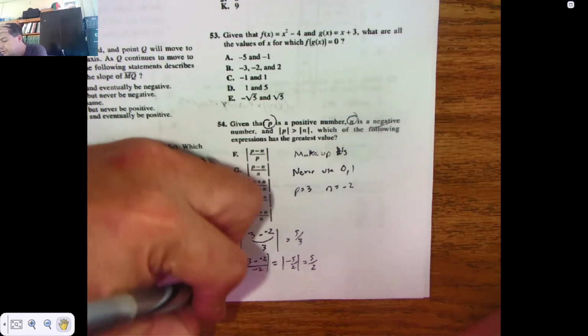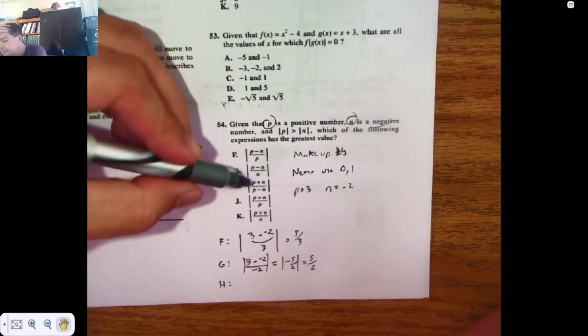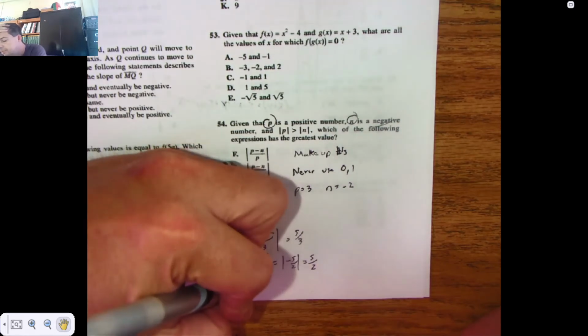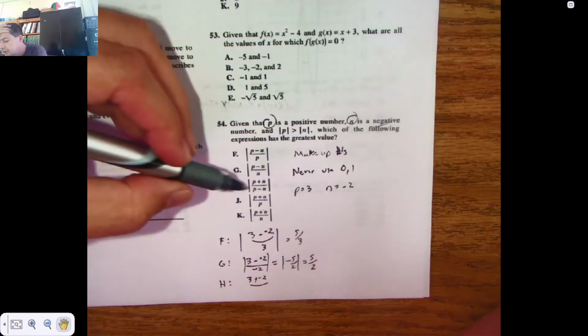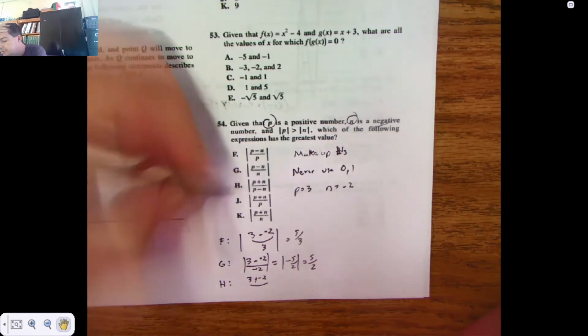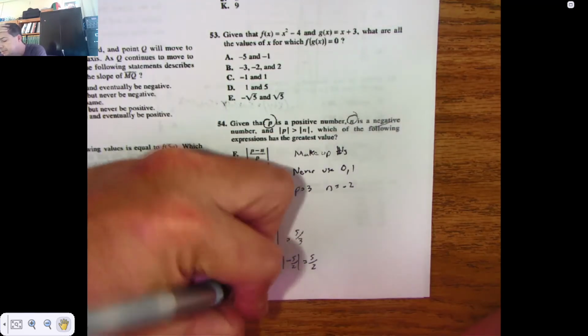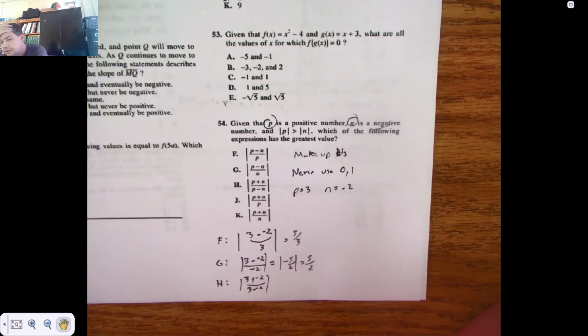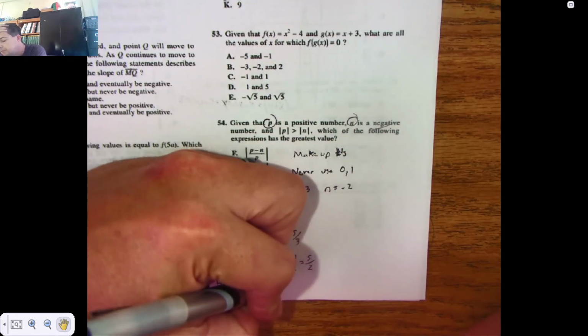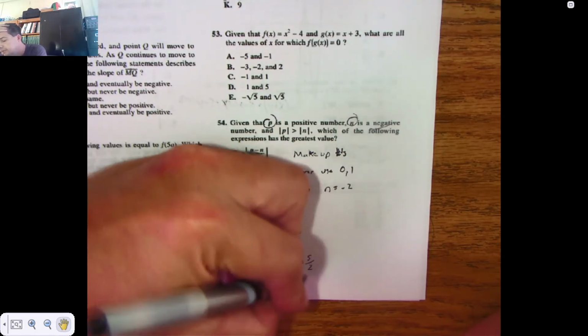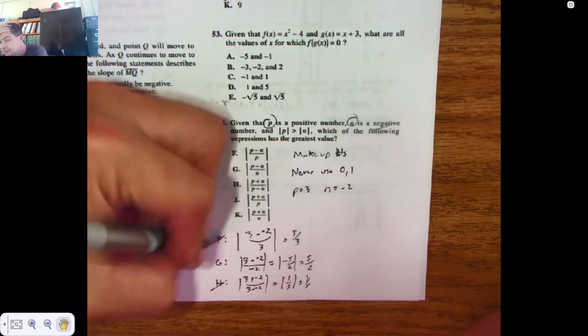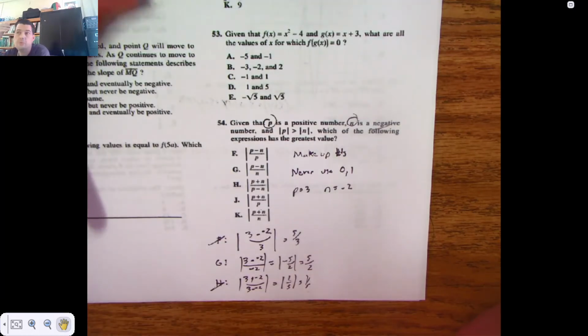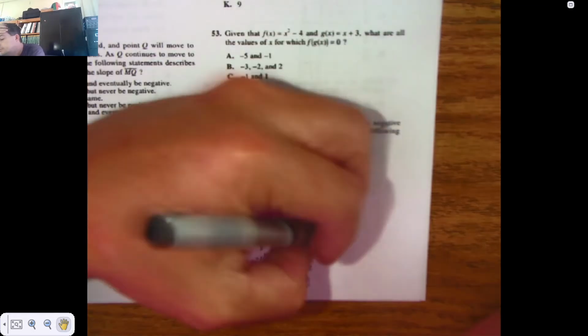If I go with H, what am I looking at? P plus N. Well, this would be 3 plus a -2 over P minus N, which is 3 minus a -2. Again, we still have absolute value. That ends up being the absolute value of 1/5, which is a fifth. Losing, losing. G is winning. G probably does win.